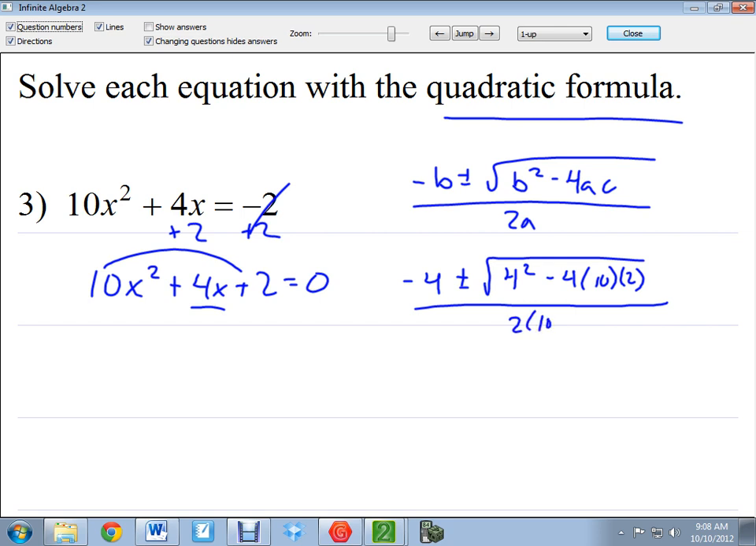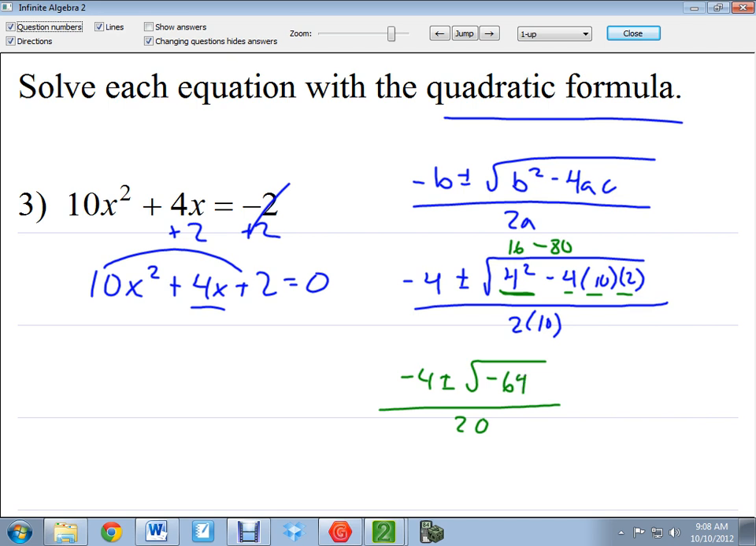all over 2 times a, which is 10. Now I have to go ahead and calculate this stuff, so I'd say negative 4 plus and minus the square root of something over top of 2 times 10 is 20. Now that something on the inside is pretty easily calculated. We say 4 squared is 16 minus 4 times 10 is 40, times 2 is 80. And 16 minus 80 should be a negative 64. So we have a negative 64 right there.